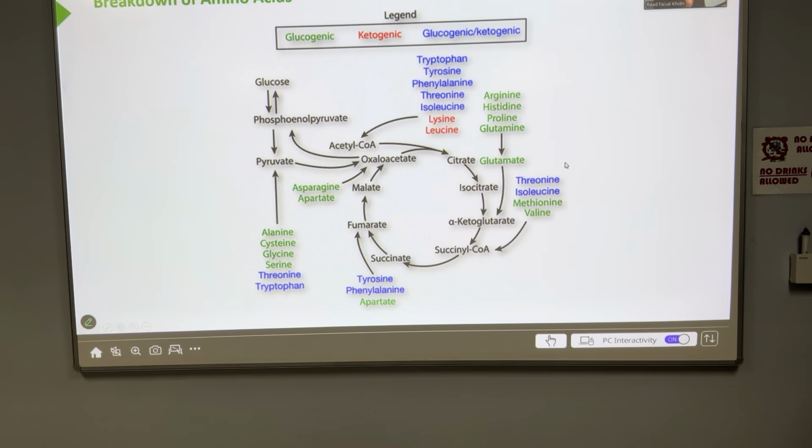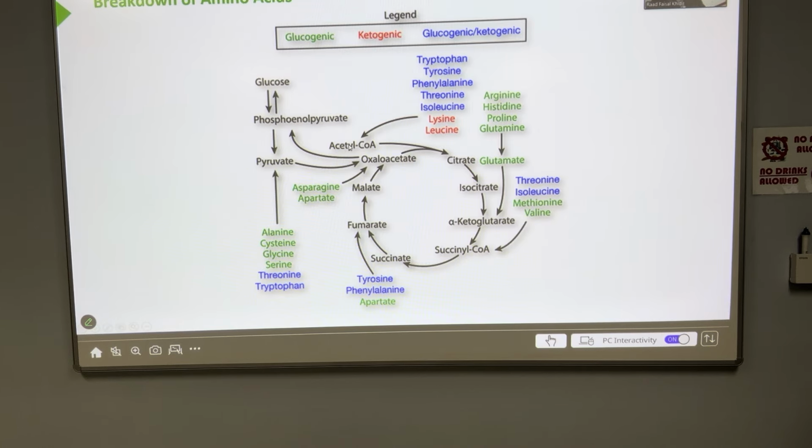I need you to remember something that I said earlier in this lecture. I told you that carbohydrates can be stored as carbohydrates. Fats can be stored as lipids and fats. Who is the only one that cannot be stored in their original form? Okay, so you see here, tryptophan, tyrosine, phenylalanine, threonine, isoleucine, lysine, leucine. Are those amino acids or are those carbohydrates? So look at what the body does to them.